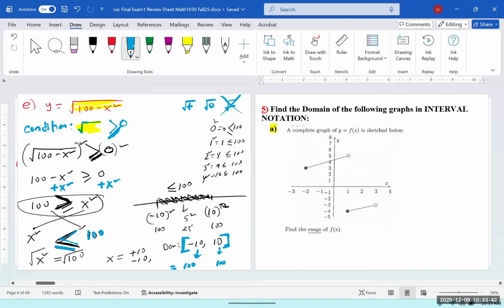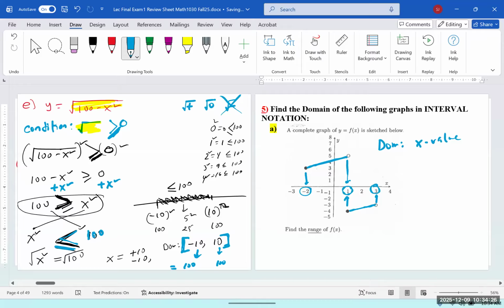Okay, the next question is a graph of a discontinuous function and you have to find domain and range. So domain, we already know, is the x values. So what x values do you see in your graph? We have the first part here. In this part, we have the x value -2 until x value +1. And then we have the second part here. In this part, we see x value +1 and then x value +3.